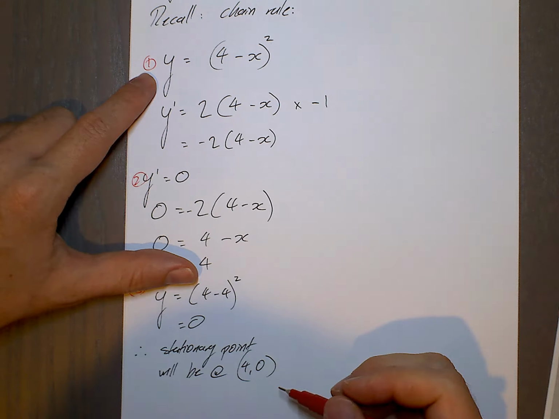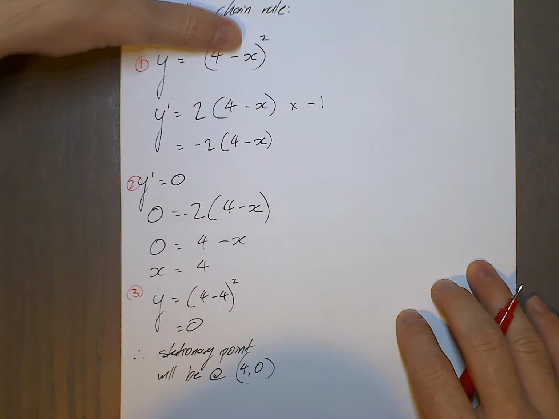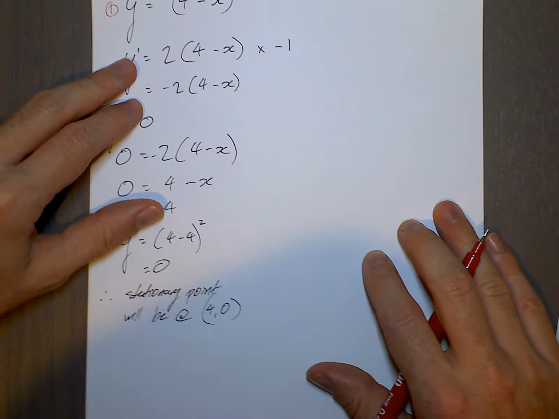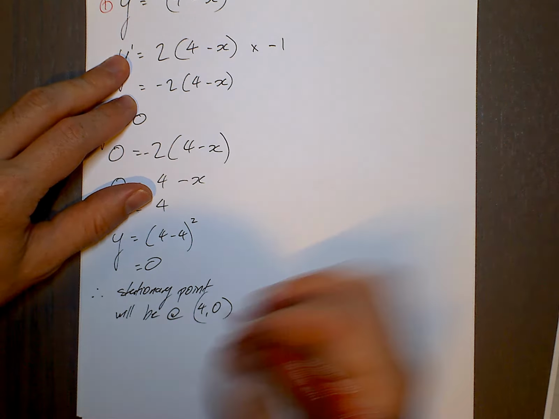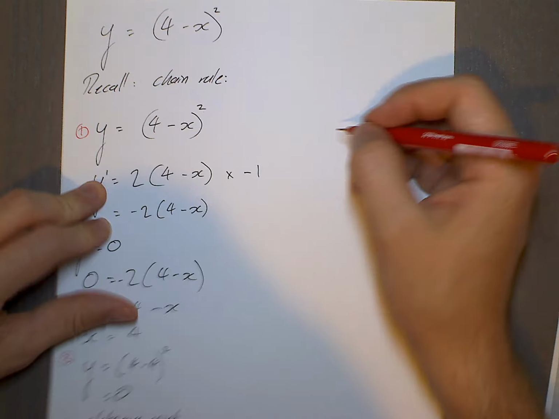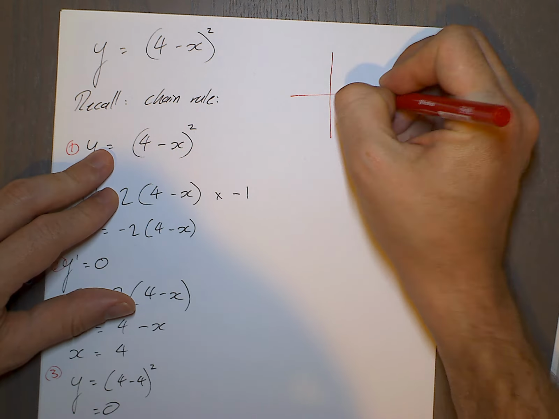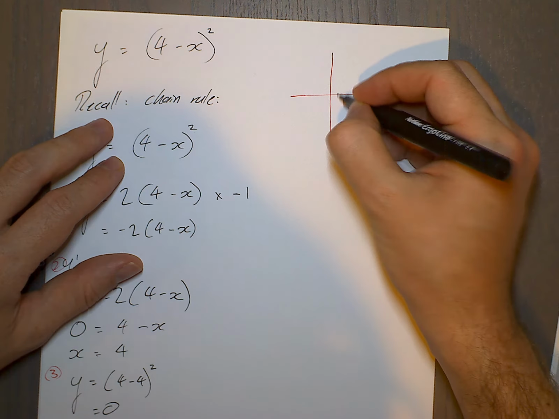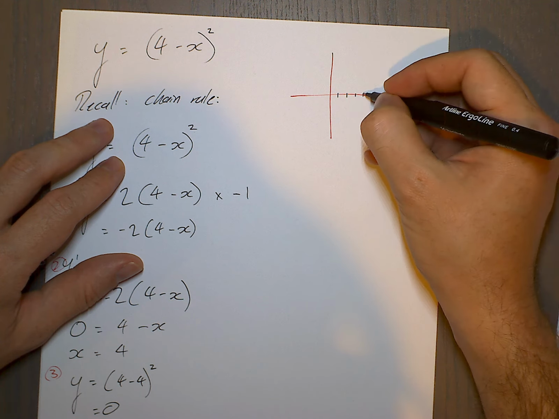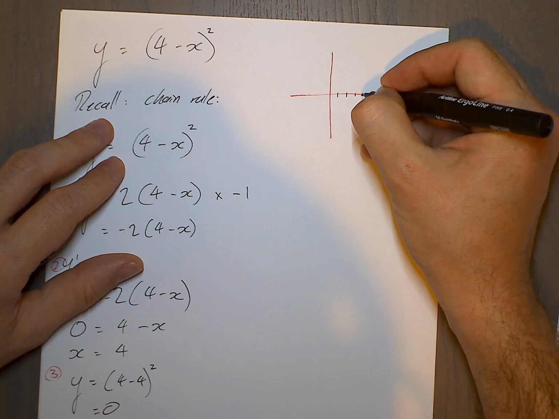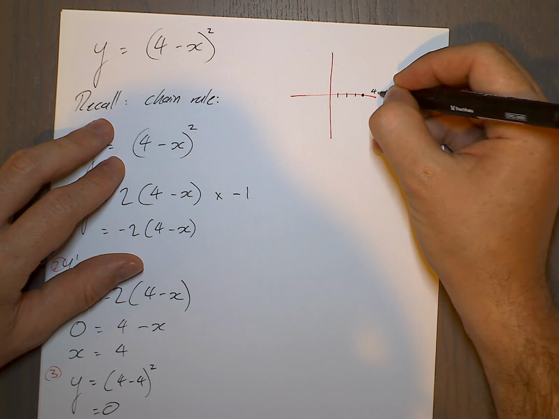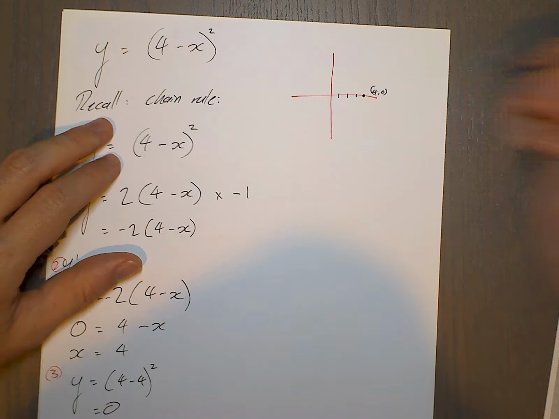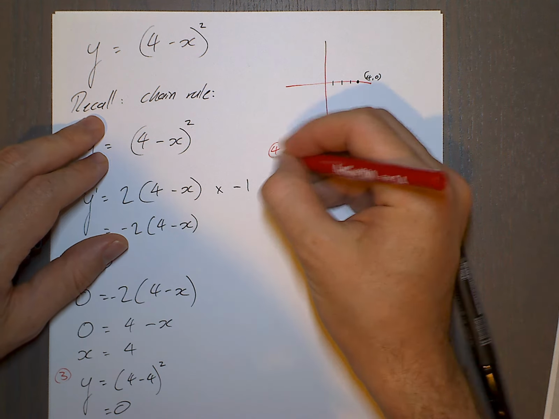If we were to draw that, so can you guys see that, hopefully? If we were to draw that, let's draw it up here. 1, 2, 3, 4, and we're at y equals 0. So just there is going to be our stationary point at 4, 0. Now, let's think about the nature of that. Let's test either side and figure out what it is. So that's our step 4.